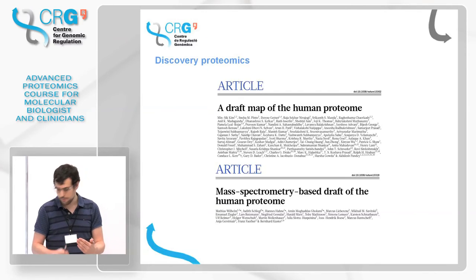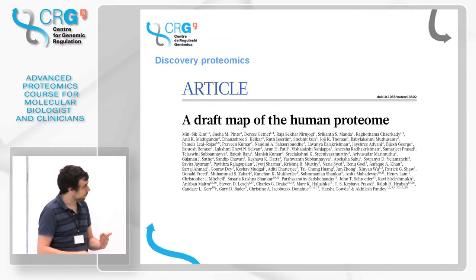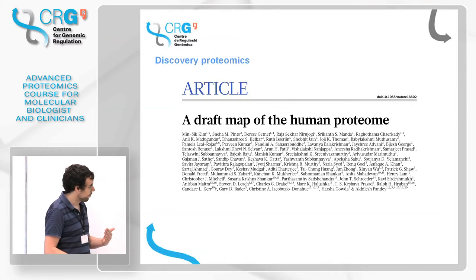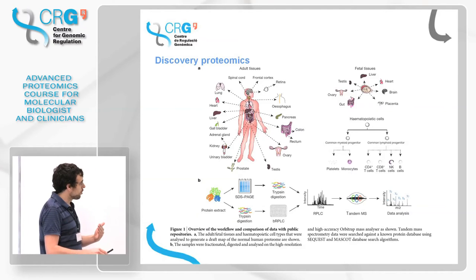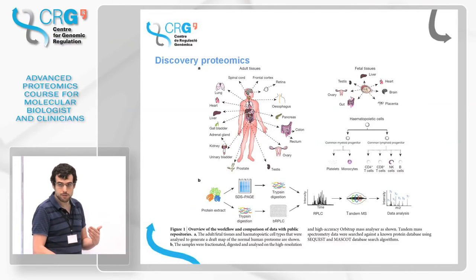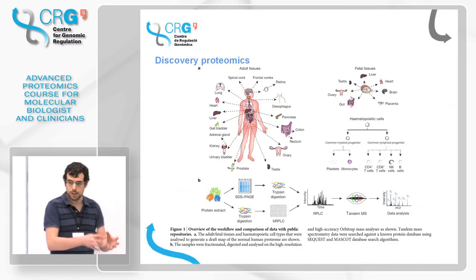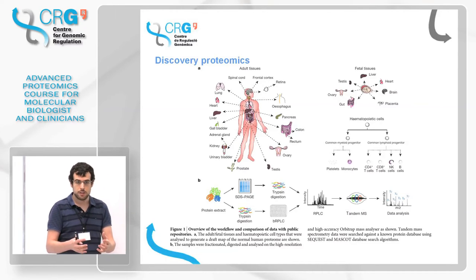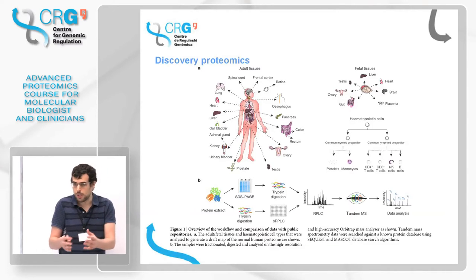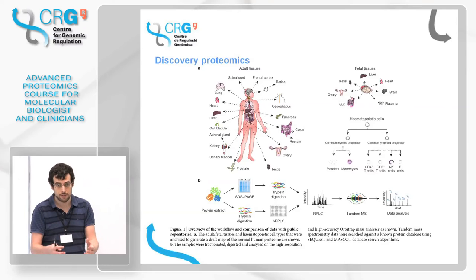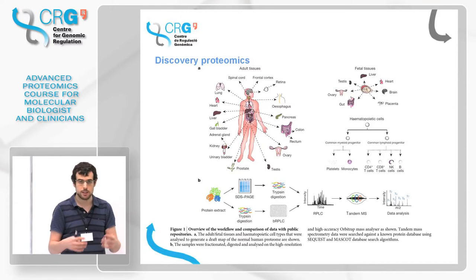different applications. So in the first paper, this draft of the human proteome from Akhilesh Pandey, what they did is they took adult tissues from very different parts of the human body, also from embryos, so different fetal tissues, and not only this, but also hematopoietic cells of different types, right? And for each of them, they extracted the proteins, they fractionated these, and each of the fractions they analyzed by mass spectrometry. And as you can imagine, this is not just one sample or dozens of samples, not even hundreds, but thousands of samples being analyzed in a mass spectrometer.